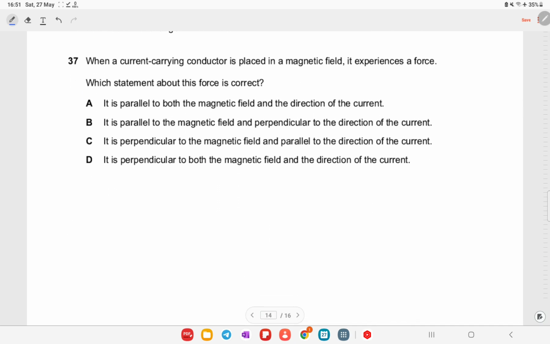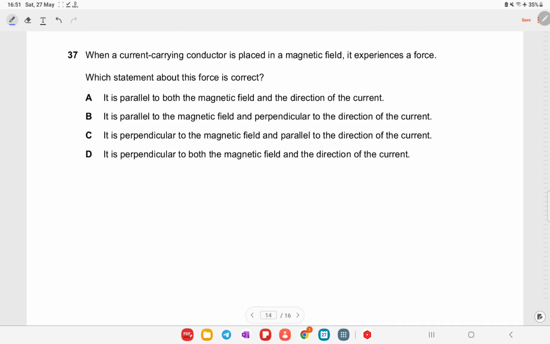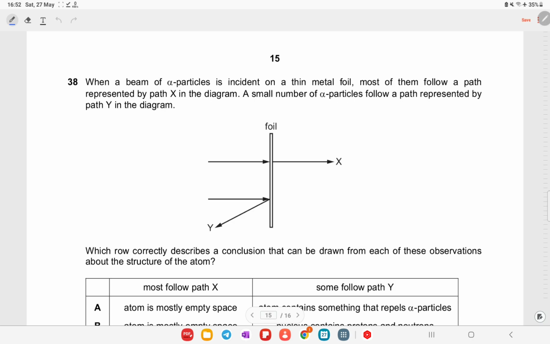When a current carrying conductor is placed in a magnetic field, it experiences a force. Which statement about this force is correct? It is perpendicular to both the magnetic field and the direction of the current. I have studied the other options and I am skipping them and coming to the right answers straight away.